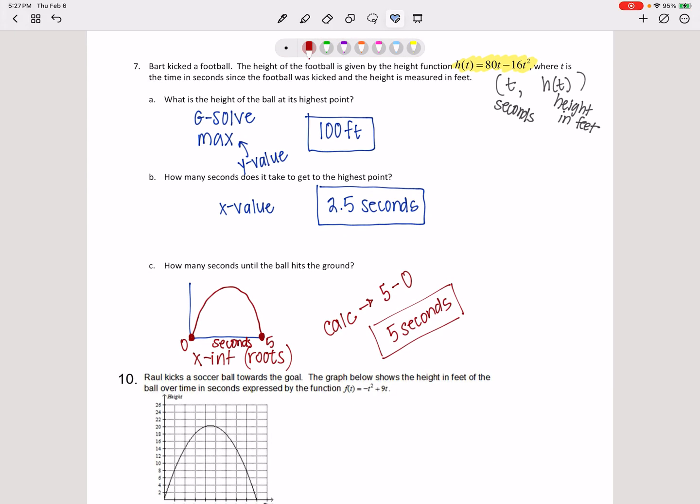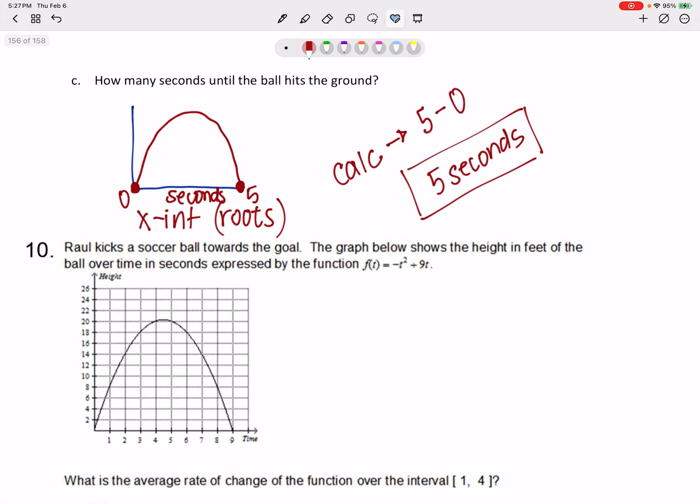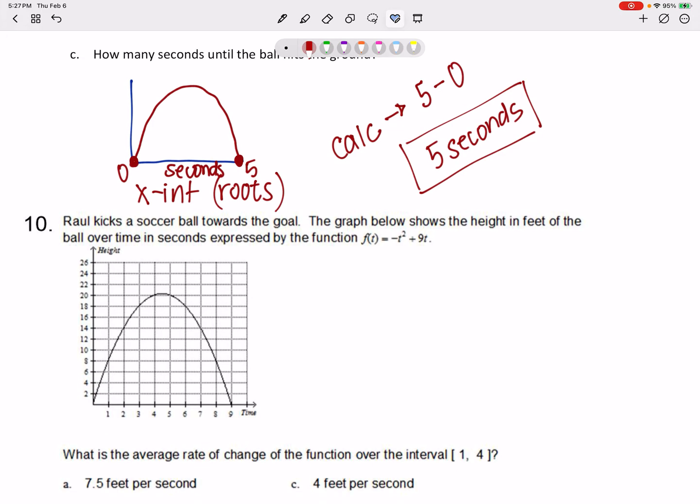Now that was pretty quick, so we're going to do one more here. Raul kicks a soccer ball towards the goal. The graph below shows the height in feet of the ball over time in seconds expressed by the function f of t equals negative t squared plus 9t.